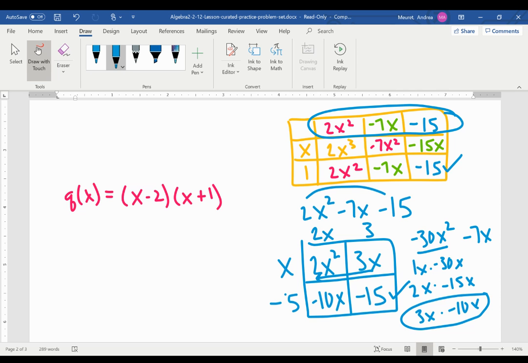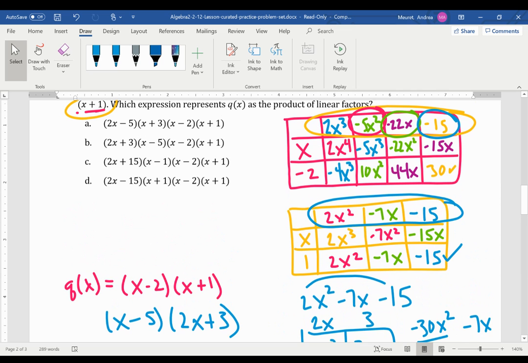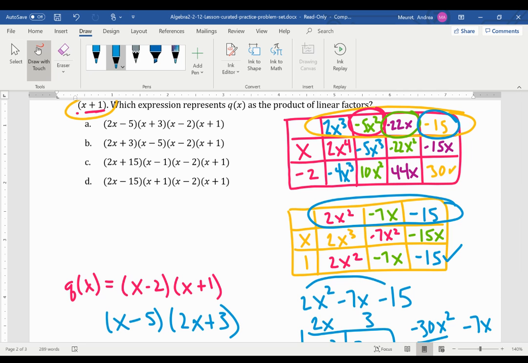And I didn't quite give myself enough room, so I'm just going to finish it down here. So q of x equals x minus 2 times x plus 1 times x minus 5 times 2x plus 3. And holy smokes, that was the longest problem ever. So when we look at our answer choices, it looks like answer choice B is the one that matches up with all of that work.